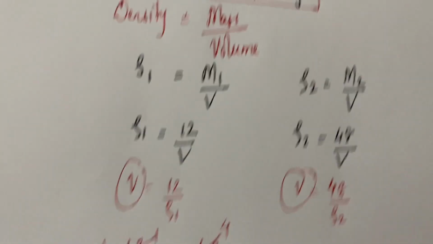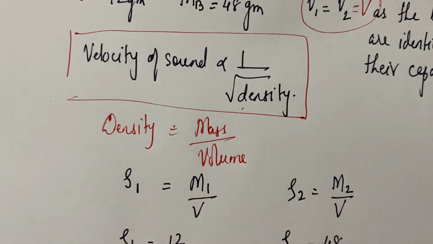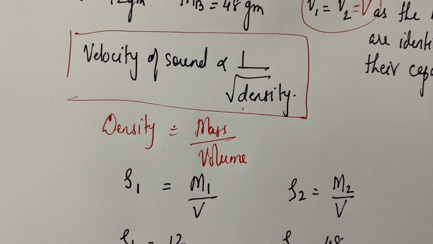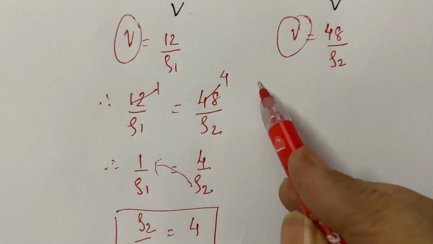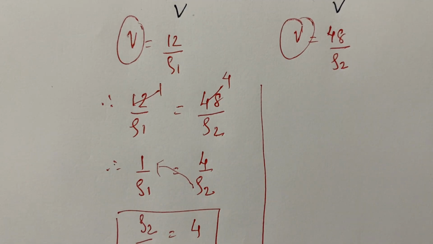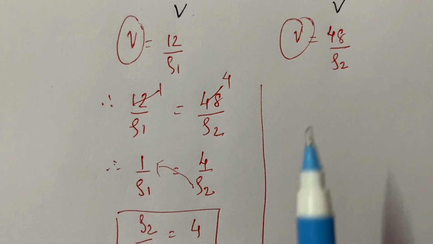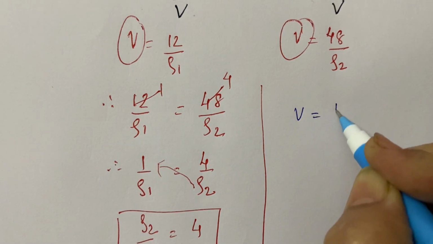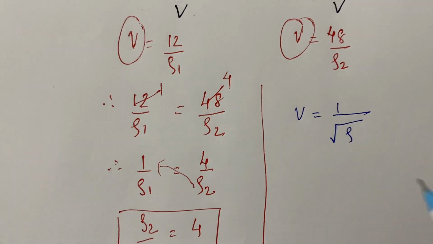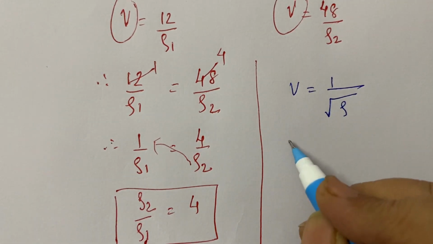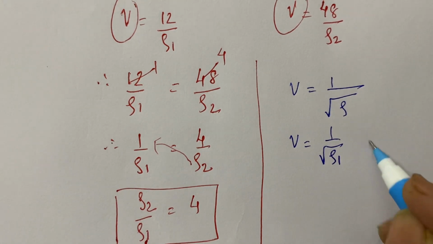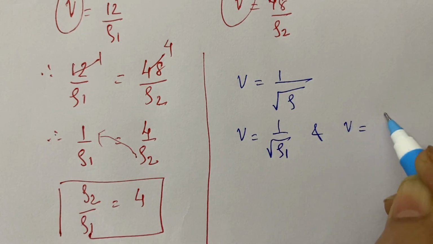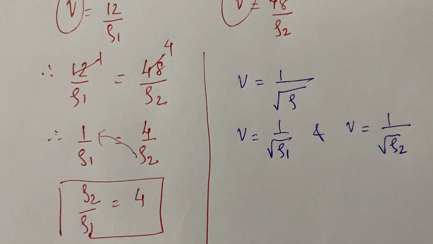Now we come to this relation. Velocity of sound is inversely proportional to what? It is inversely proportional to the square root of density. So if we are taking this V again, come to this relation. Our relation is V is equal to 1 upon square root of rho, है ना. So V1 is equal to 1 upon square root of rho 1 and V2 will be equal to 1 upon square root of rho 2.